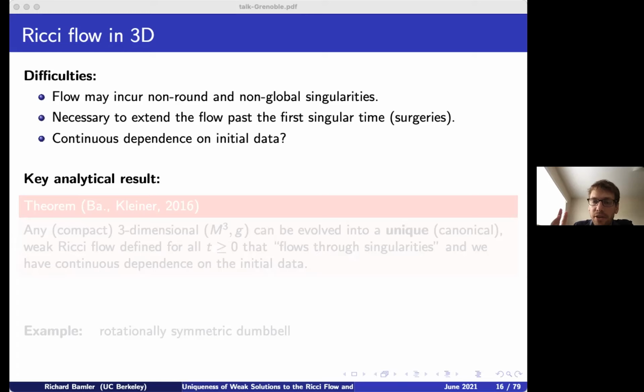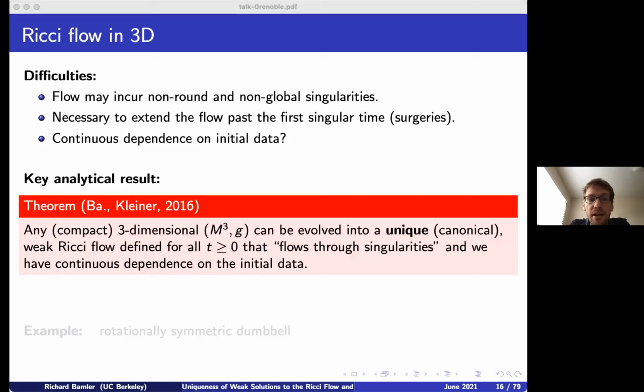Let me just foreshadow and tell you where we are going to go in the first 3 classes. Essentially, I want to show you this result of Kleiner and myself, where we show that if we take a 3-dimensional manifold, there's some kind of unique or canonical weak Ricci flow that may incur singularities, but that flows through these singularities in a canonical sense, and that we have continuous dependence of this flow on its initial data. I'll make these things a bit more concrete, but this is why we need this uniqueness and continuity result here.